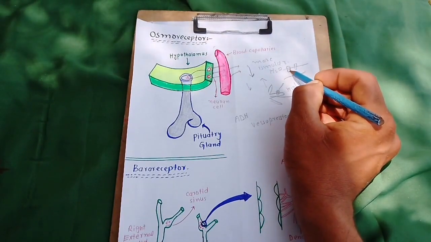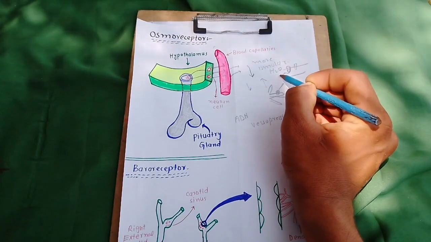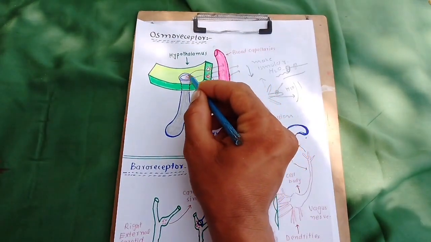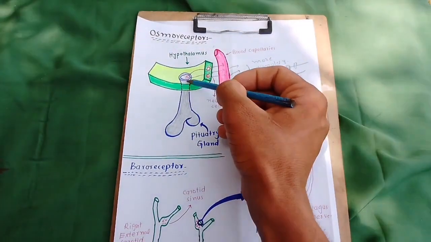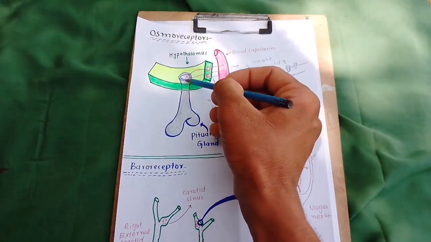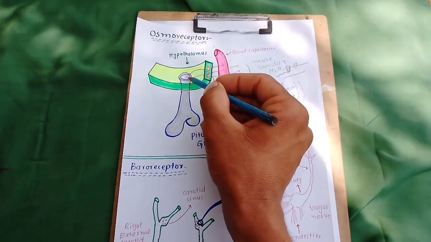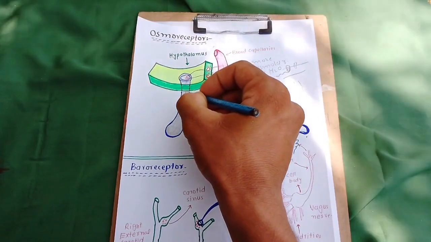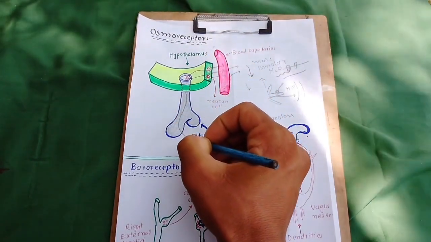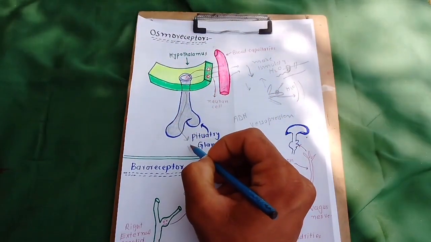When this receptor is stimulated, it gives a message which goes to the pituitary gland. This is the stalk, the infundibulum, the stalk of the pituitary gland. The message goes to the pituitary gland, and thus the pituitary gland produces ADH.